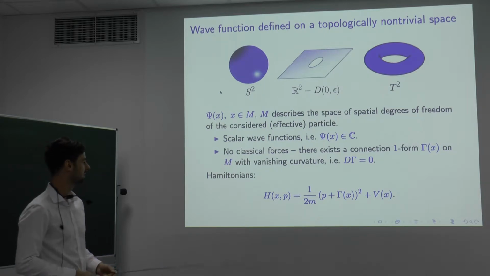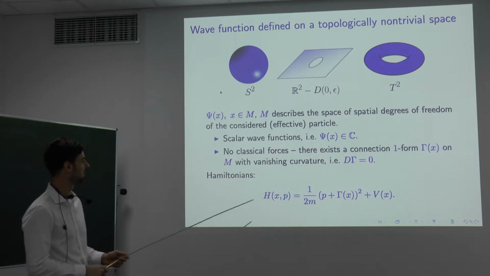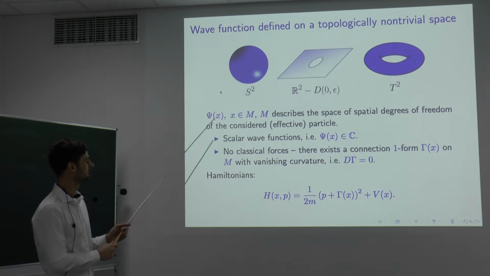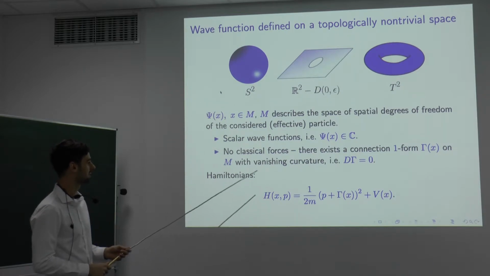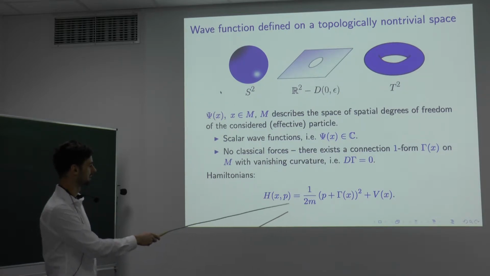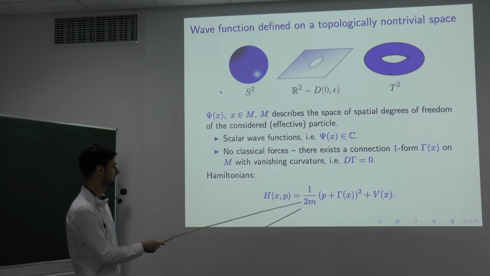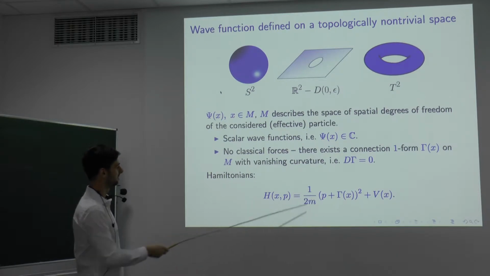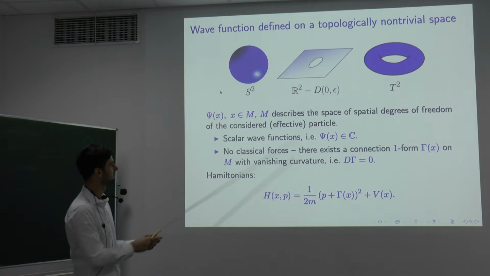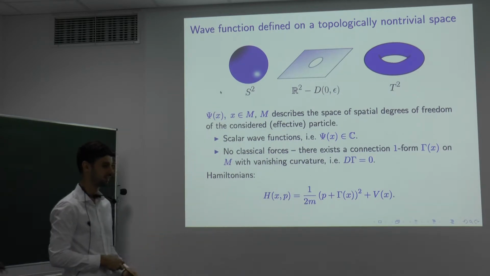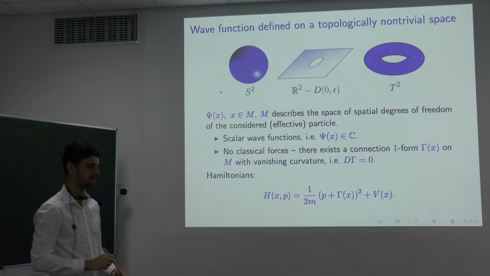In the general form of Hamiltonians that we consider, when we have this space M and some flat connection, the Hamiltonian is like 1 over 2m, where m is the mass of this effective particle, times the momentum squared. The momentum can have many components, because it depends on the dimension of the space. Concerning no classical forces, the magnetic field is not there.